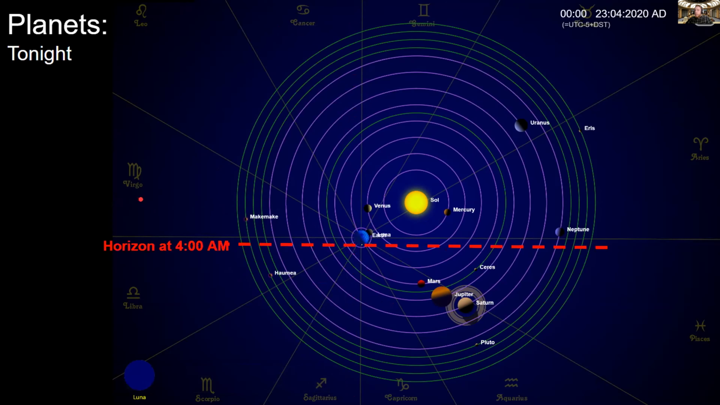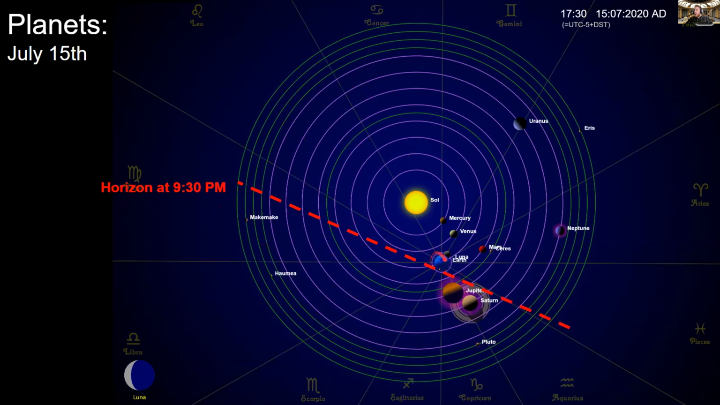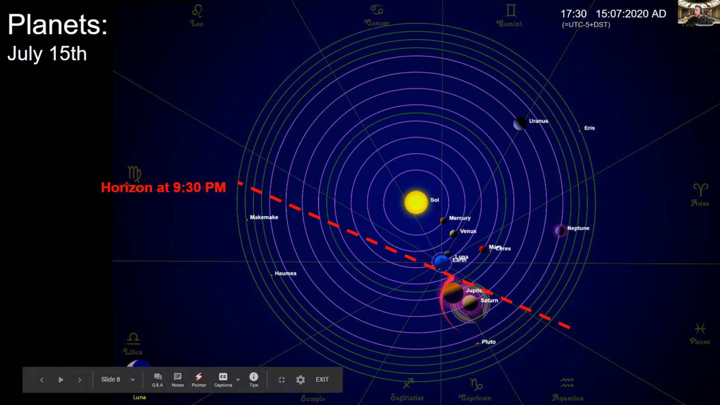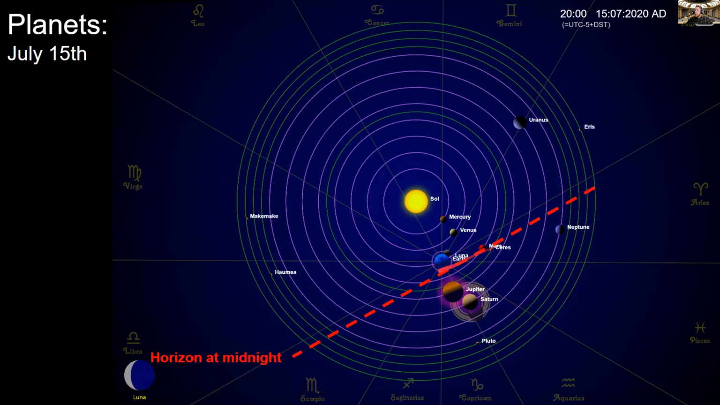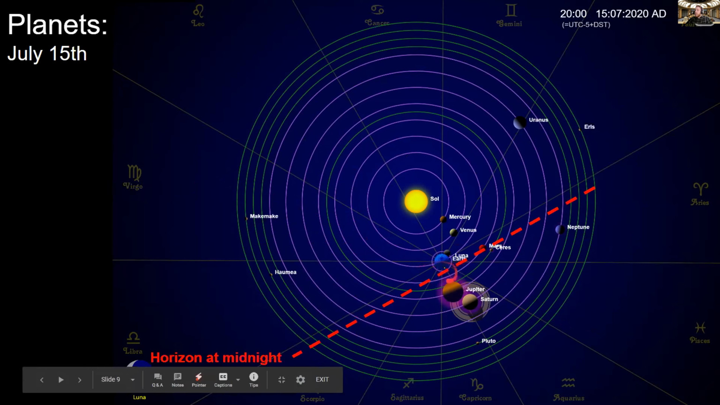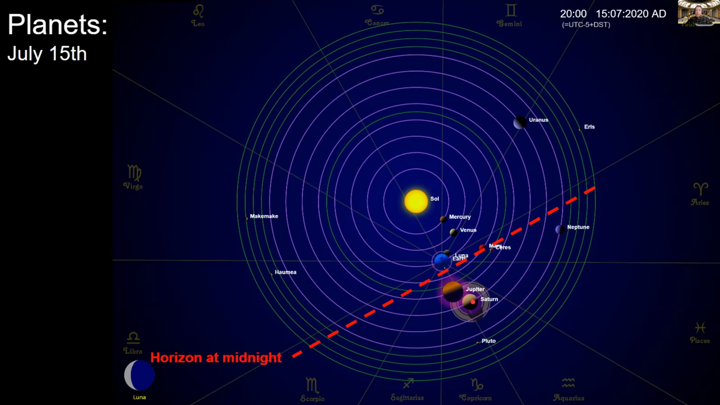But now as the Earth moves through its orbit, of course, the relative position to the other planets changes. So if we skip forward to around midsummer, July 15th, you can see that now if you look at your horizon at 9:30 p.m., Jupiter and Saturn are going to be just above that horizon. So you would be able to see those in the early night sky. And then if we go to around midnight, those would be high in the night sky now because you're pointed out away from the sun. You're on the night side facing towards those planets. So you'd have a much better view later in the summer and towards midnight.